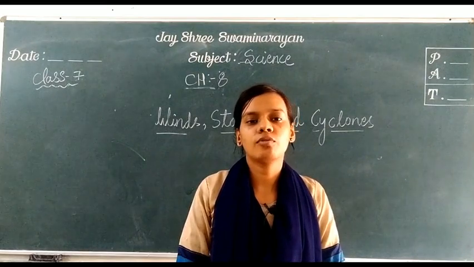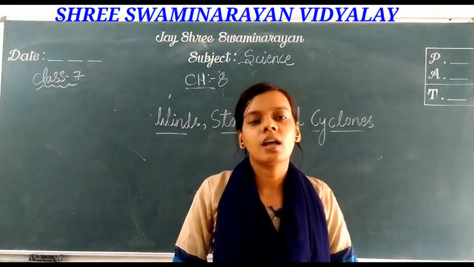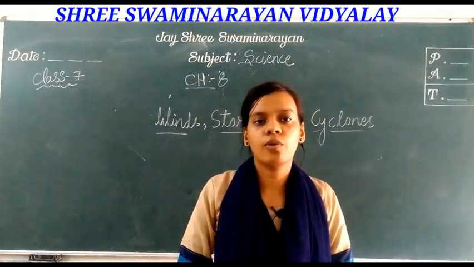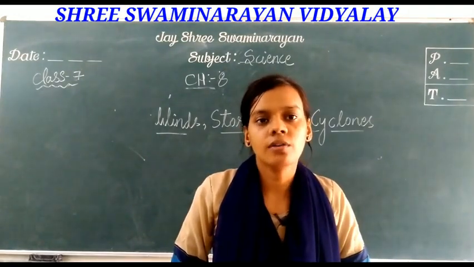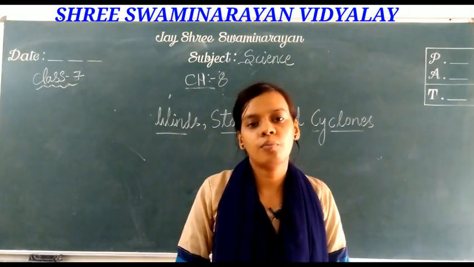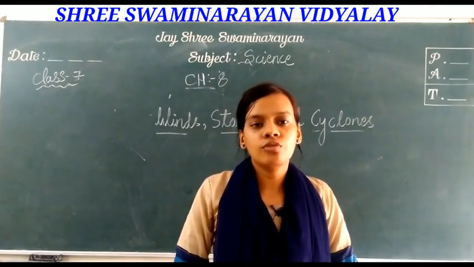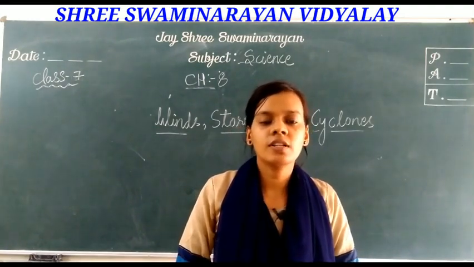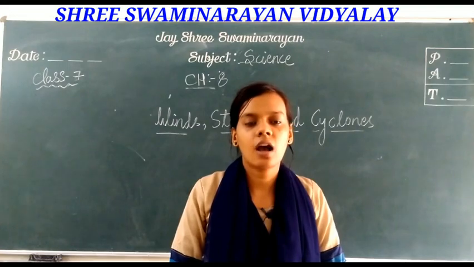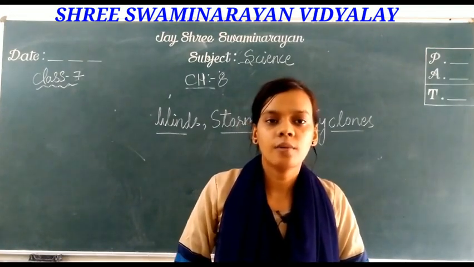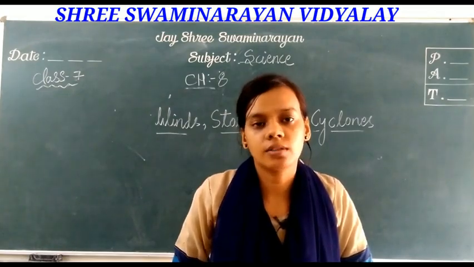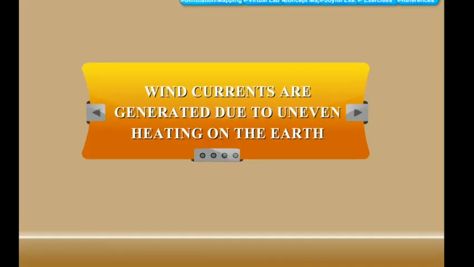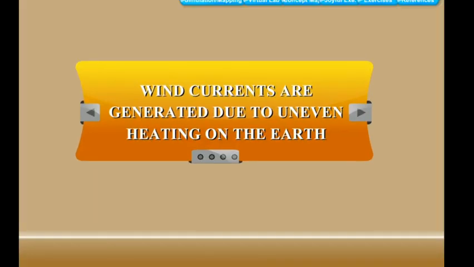I hope that you have understood how fast blowing wind causes a reduced air pressure or region of low pressure. Let's move further. So we will see our next topic, how wind currents are generated due to uneven heating of the earth.